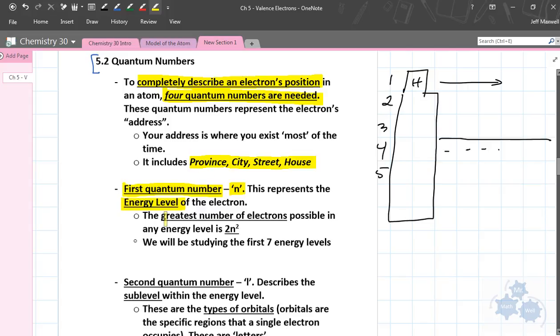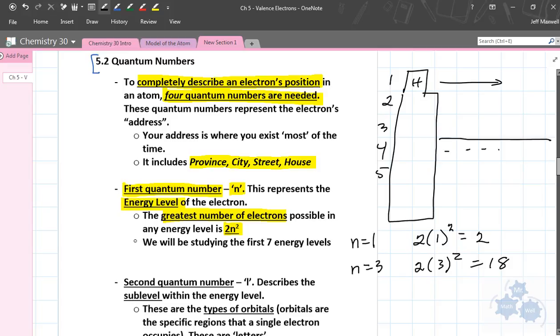In each energy level, the greatest number of electrons that is possible to exist in that energy level is 2 times n squared. So in the first energy level, if n equals 1, the maximum number of electrons that can exist in the first energy level is 2. In energy level 3, the maximum number of electrons that could exist there would be 18. So that's the maximum number of electrons that can exist in that energy level.